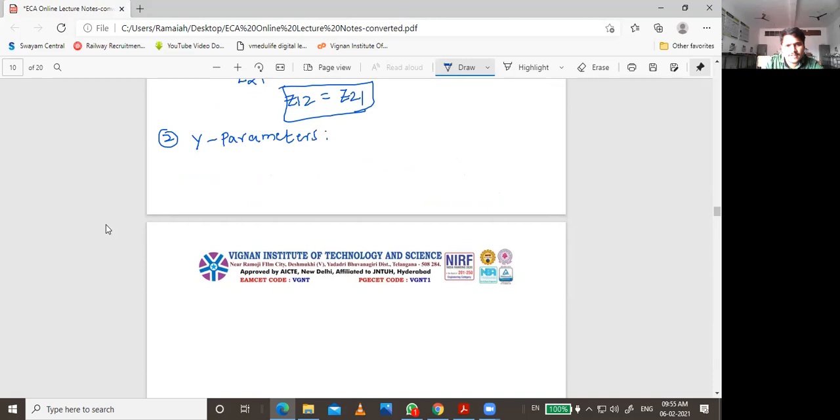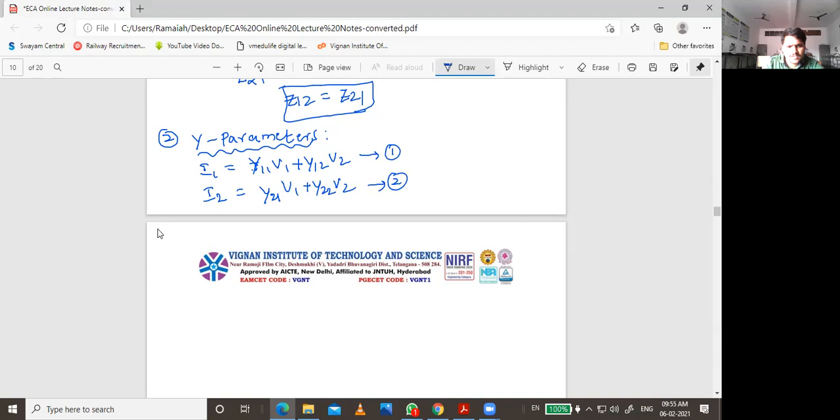Y parameters. So first write the Y parameter equations. I1, I2, port 1, port 2 currents are functions of port 1, port 2 voltages respectively. I1 equals Y11 V1 plus Y12 V2, equation number 1. Next, I2 equals Y21 V1 plus Y22 V2, equation number 2.